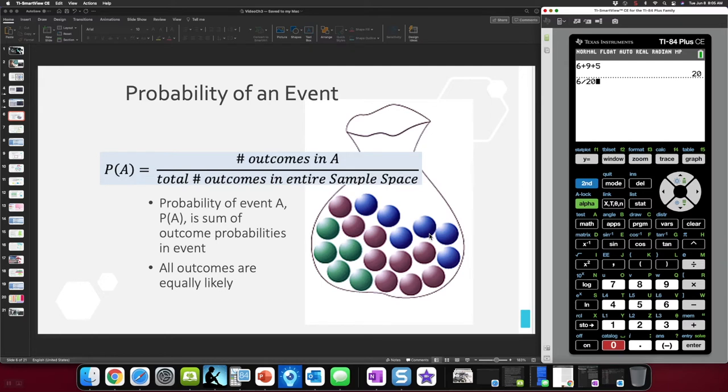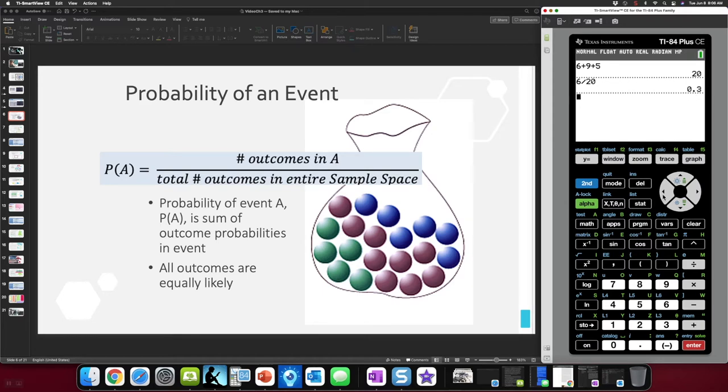And then if we wanted to find the probability of blue, that would be 6 out of 20, because we have 1, 2, 3, 4, 5, 6 blue, and we just counted that there were 20 total marbles. And so if we were to shuffle the marbles in the bag and then pull out a marble, the probability we would get blue would be 0.3.